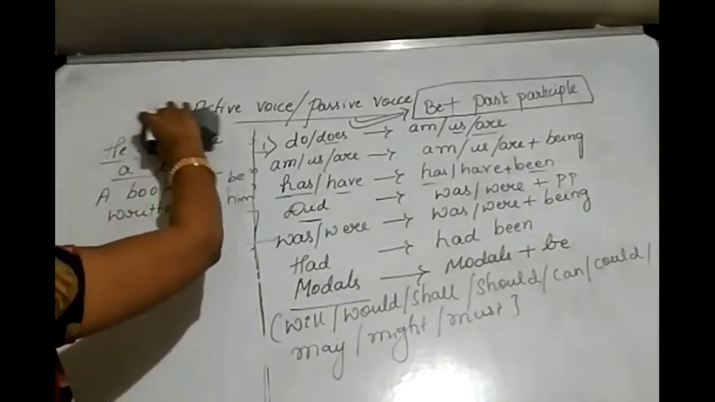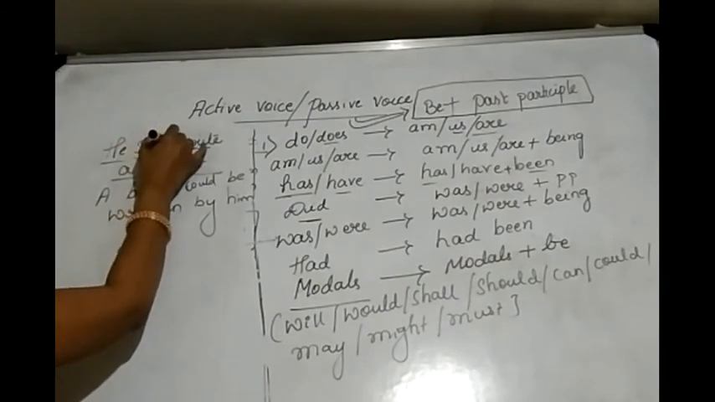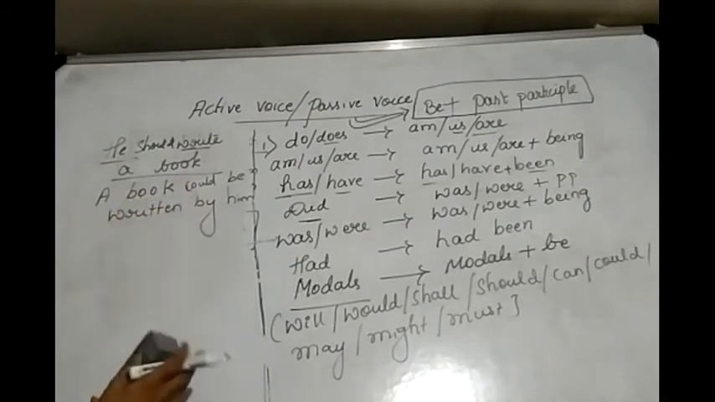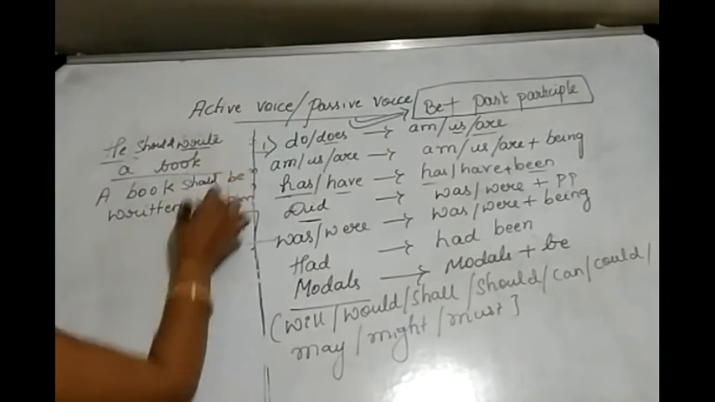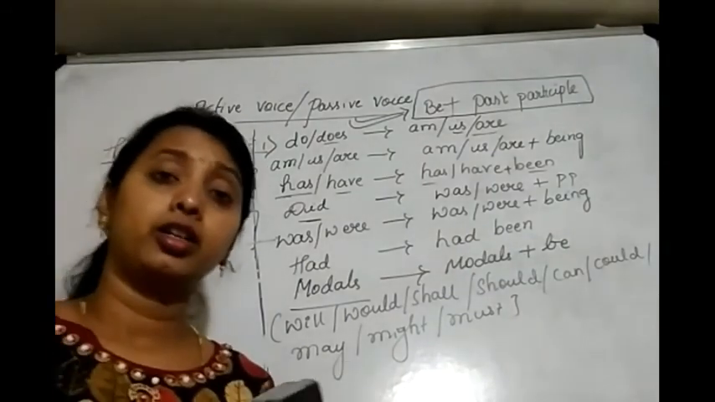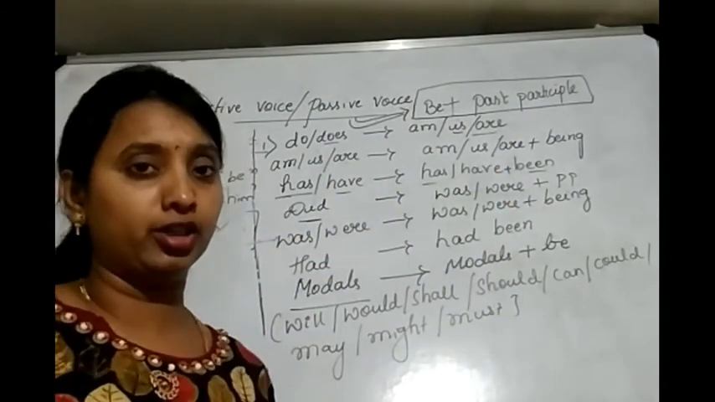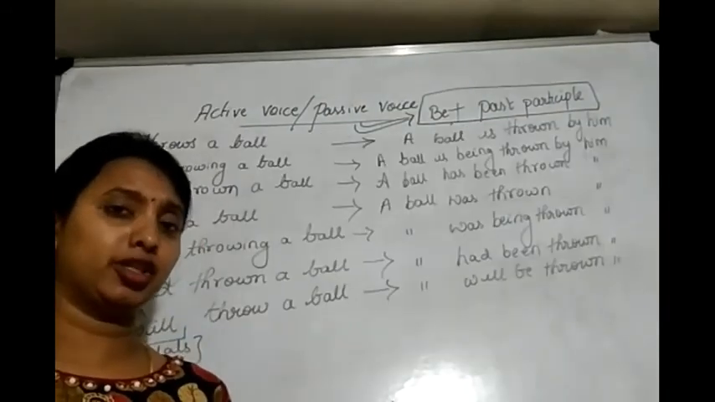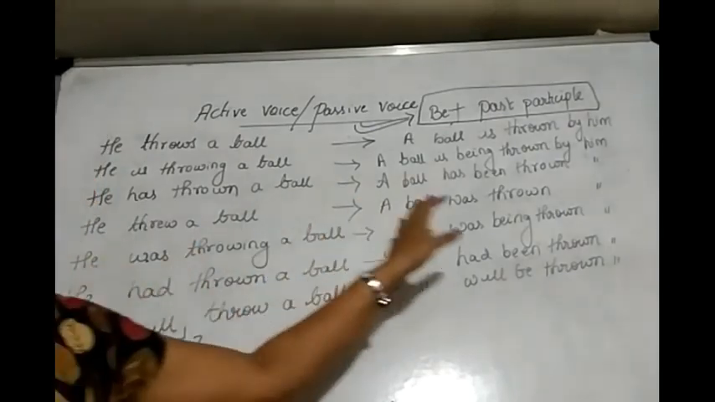Then we'll go for should. He should write a book. It becomes a book should be written by him. Did you understand this rule? If you didn't understand, go back from the first step as I said. We will take sentences of all important tenses and we'll convert those sentences to passive voice.